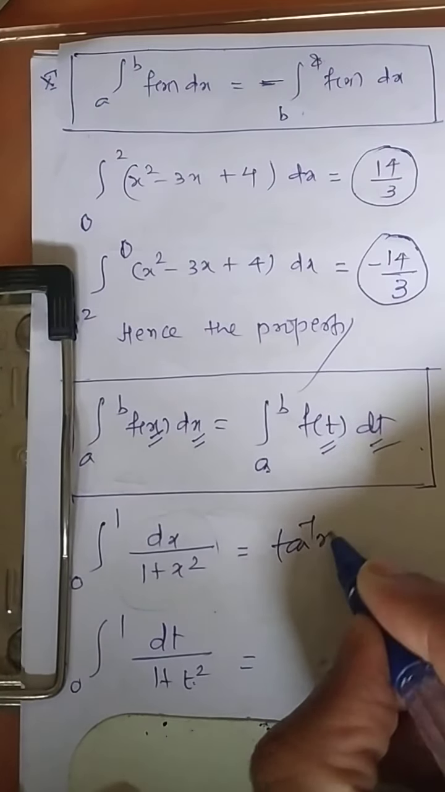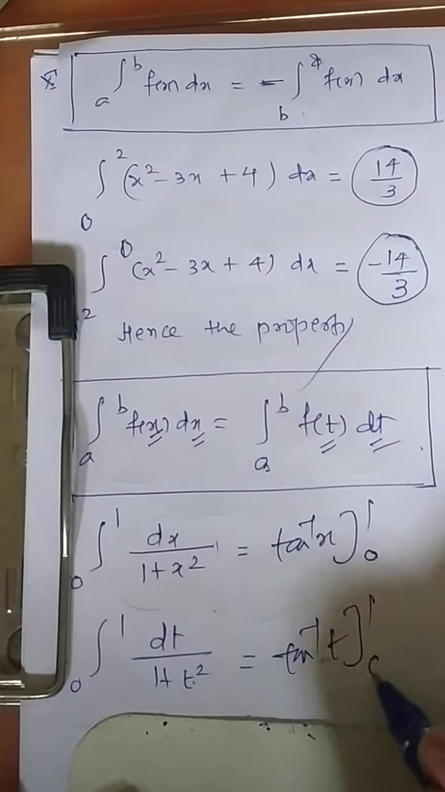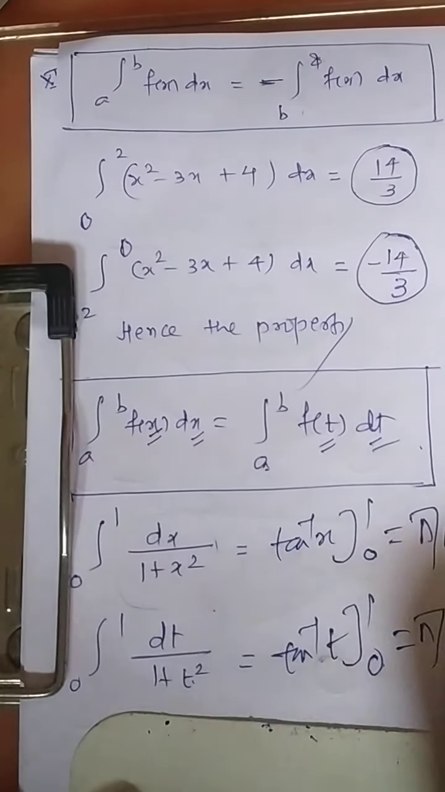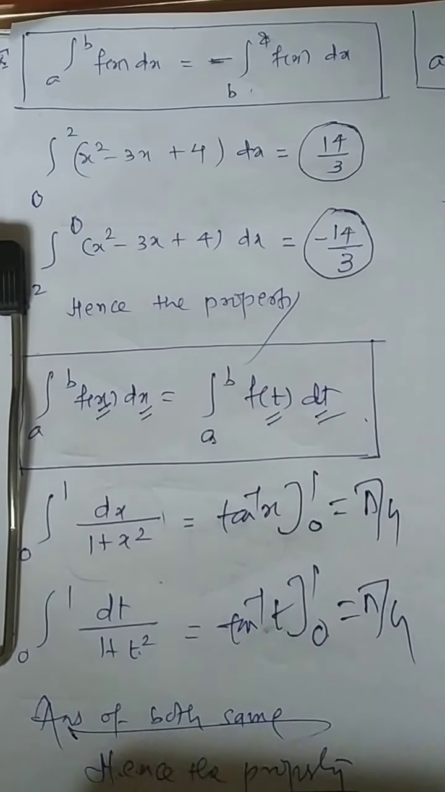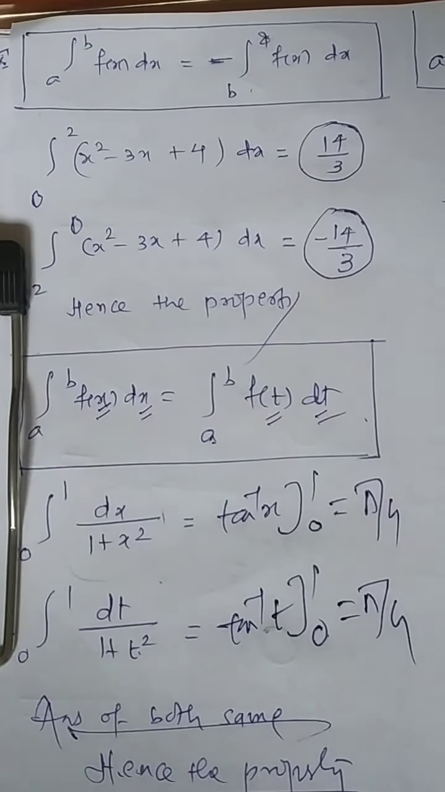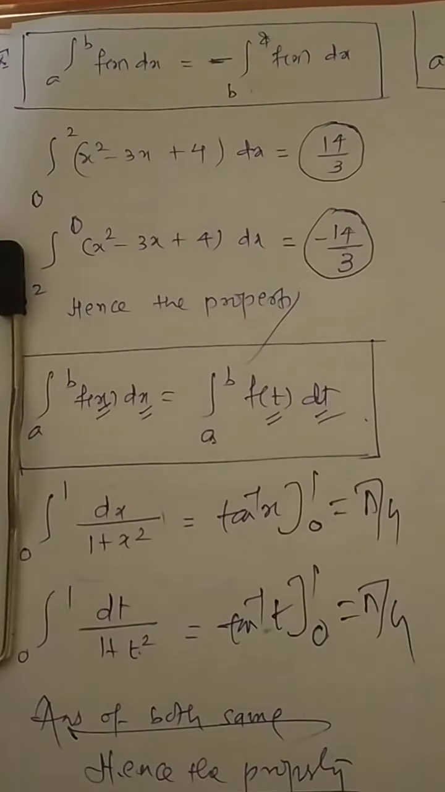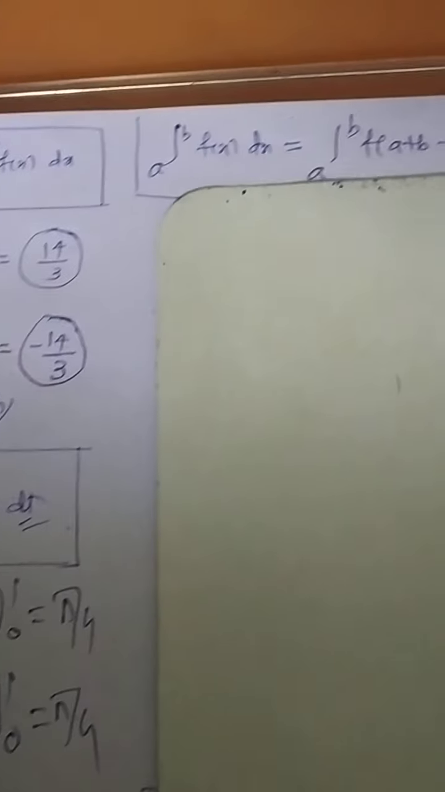What is it here? It is tan inverse x, upper limit 1, lower limit 0. Here it will be tan inverse t, upper limit 1 and 0. The lower limit anyhow will be 0. Your answer will be π/4 here also, and you will get the second property. So you can change the entire function to some other variable. What does the earlier property say? It says that if you interchange the lower and upper limit, then a negative sign will come.